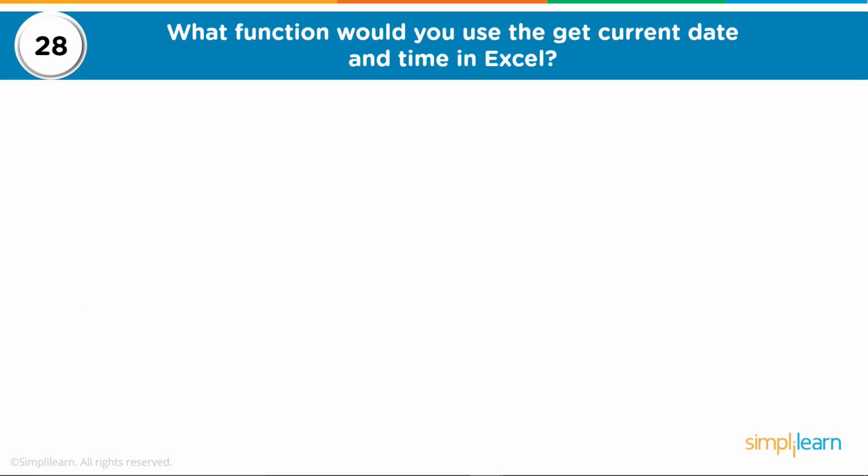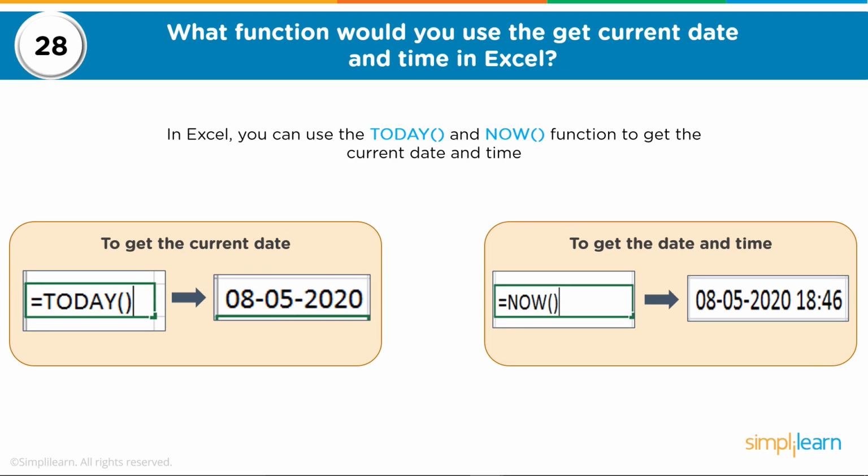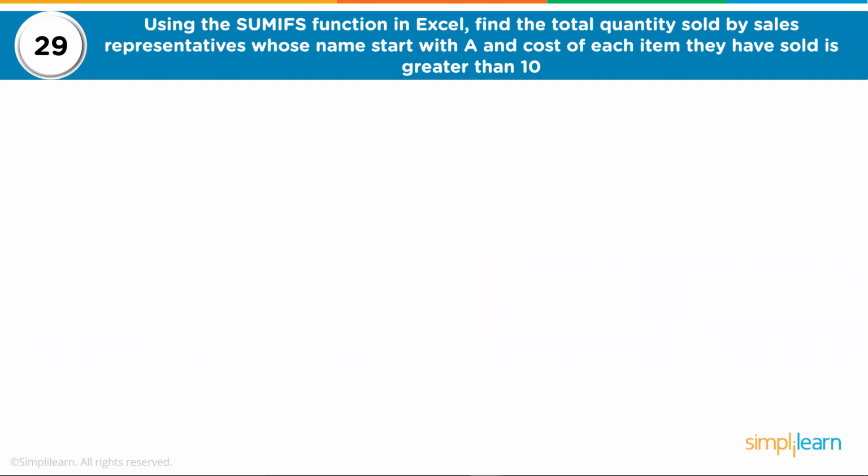What function would you use to get the current date and time in Excel? In Excel, you can use the TODAY and NOW functions to get the current date and time. And you can see down here the two examples, where it's just =TODAY() or =NOW().